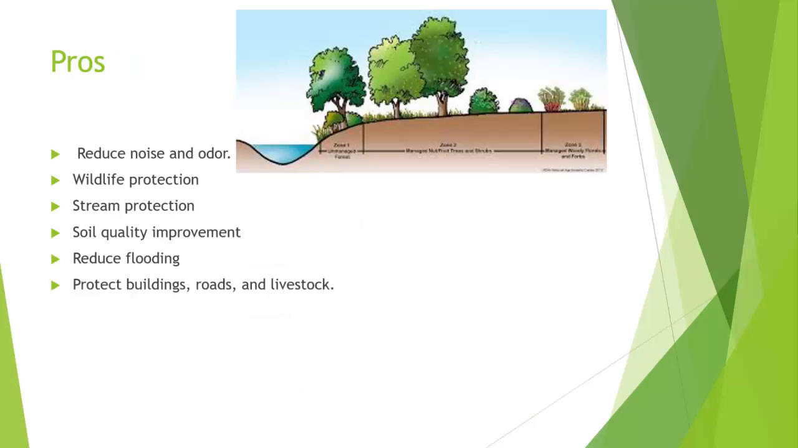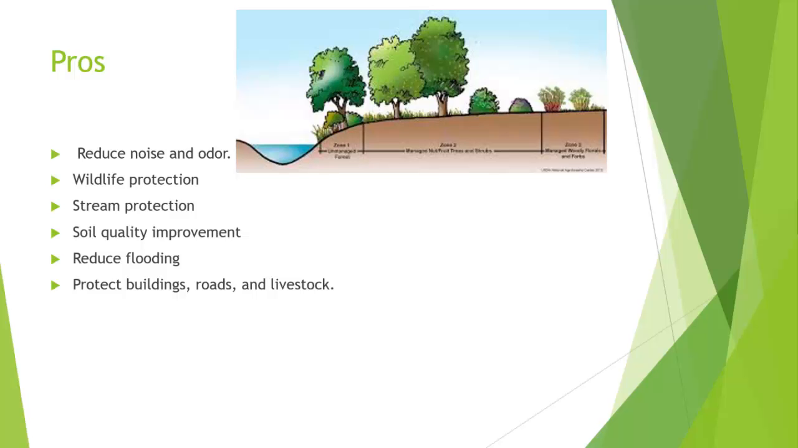Some of the pros of buffer systems include reducing noise and odor from urban populations or areas. A big thing for urban areas is that people who are living there tend to not like noises and odors that come from farms. So this prevents that. Another pro is wildlife protection. Buffers, especially in urban areas, create a barrier that provides food and also shelter resources for local wildlife.